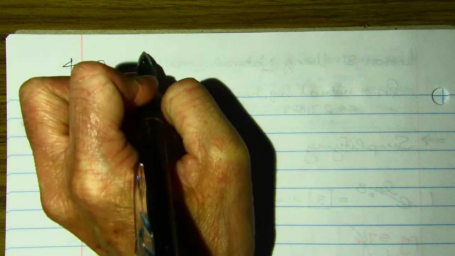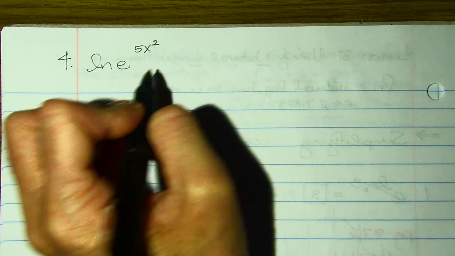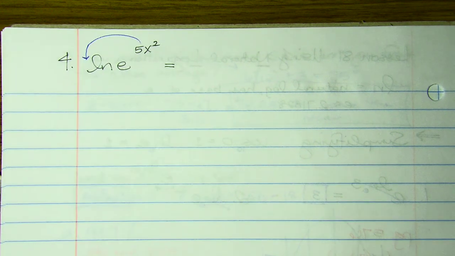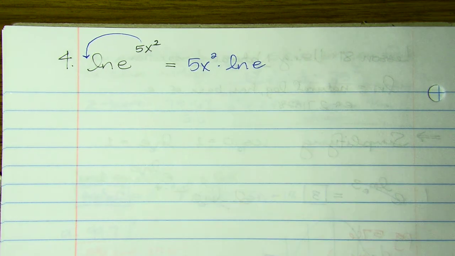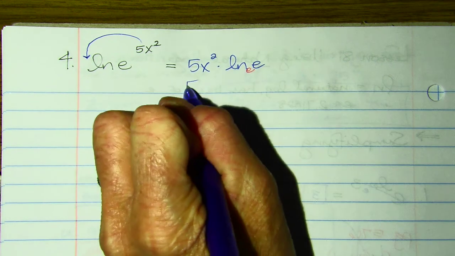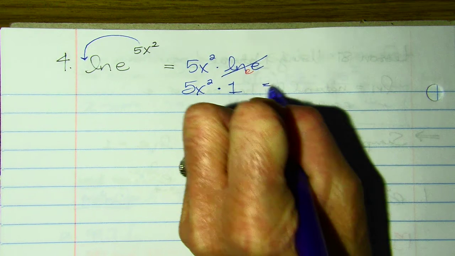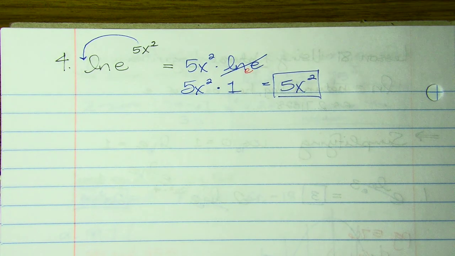So number 4, we're going to rewrite the following. The natural log of e to the 5x squared. So the first thing is that power property. This exponent can actually be written out front. So this is really 5x squared times the natural log of e. And then I have an invisible base e. So this becomes 5x squared times 1 because this is gone, and I'm just left with 5x squared. There's no log, so I'm not going to separate that because the ln is gone.